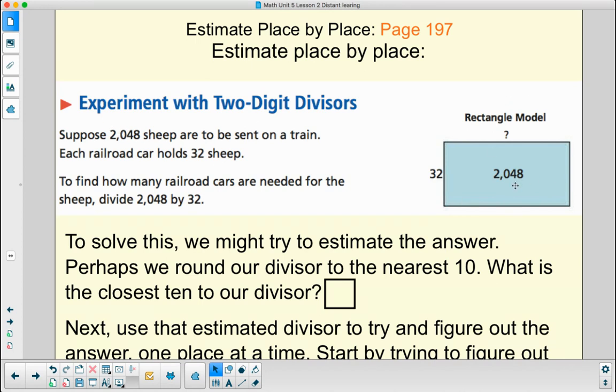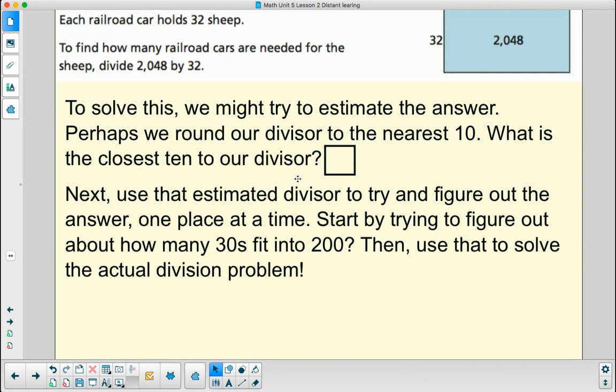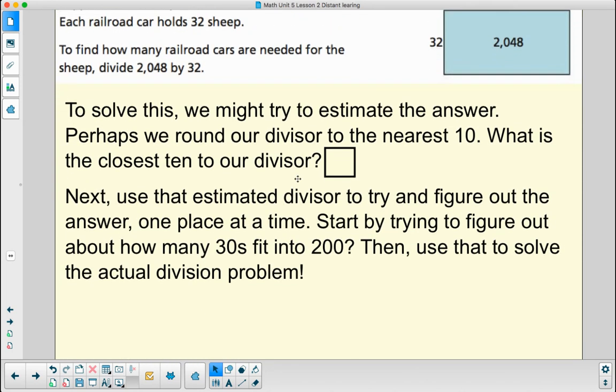So I would use a rectangular model to represent that. My total or my whole is 2,048. I want to put them into groups of 32. So we need to find out how many railroad cars are needed for the sheep. We're going to divide 2,048 by 32. We're looking for how many groups of 32 will we have. Okay, so to solve this, we might try to estimate the answer.